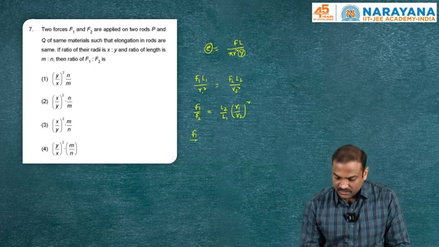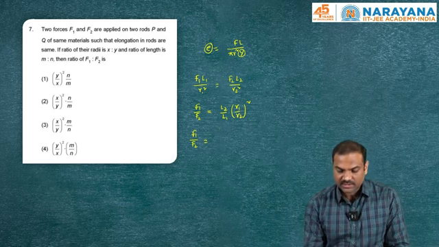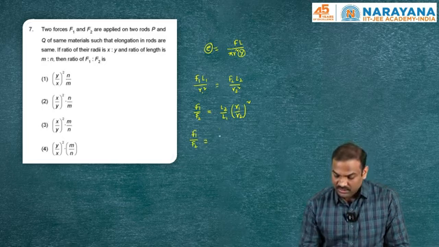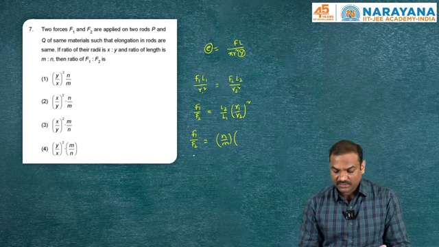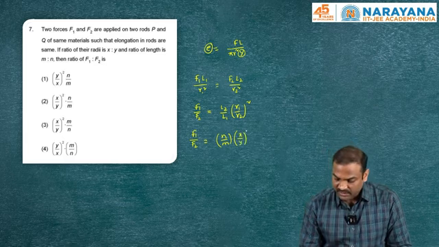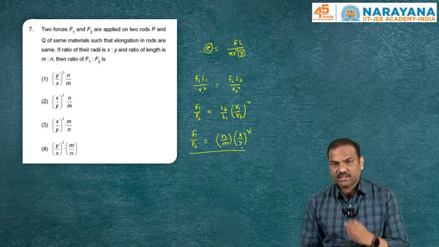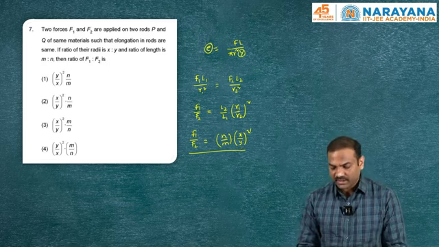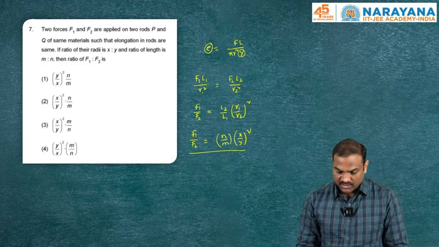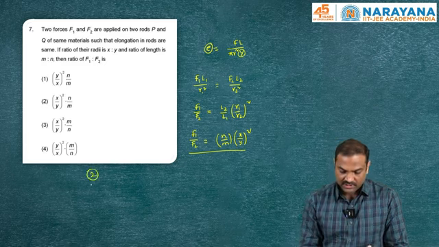Then F1 by F2 is equal to, see, the length ratio they have given as m is to n, so L2 by L1 should be n by m, multiplied with R1 by R2, which is nothing but x by y, whole square. So the required force ratio is n by m into x by y whole square, which is going to be the second option.